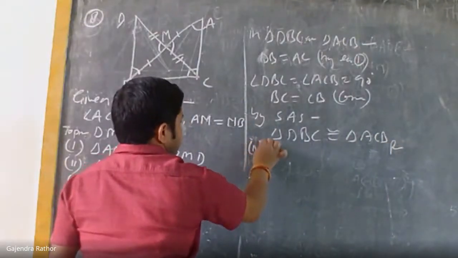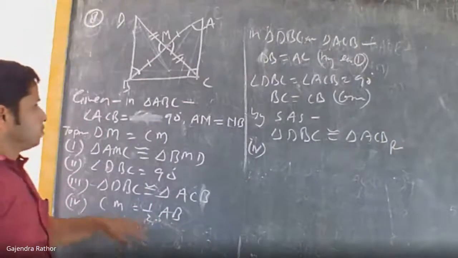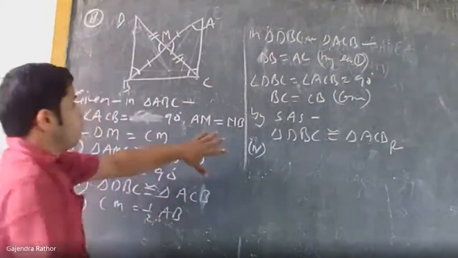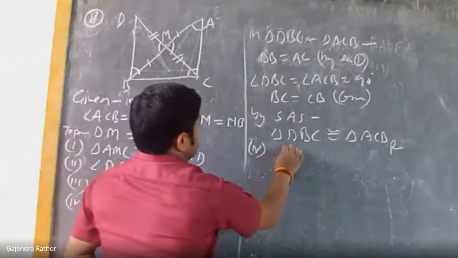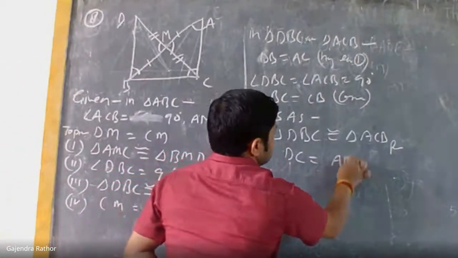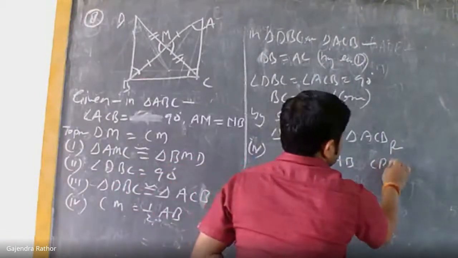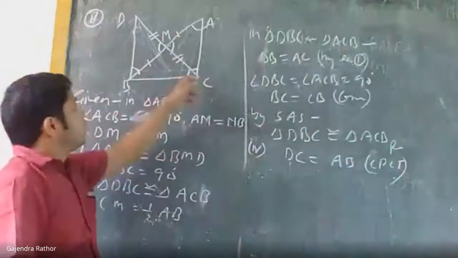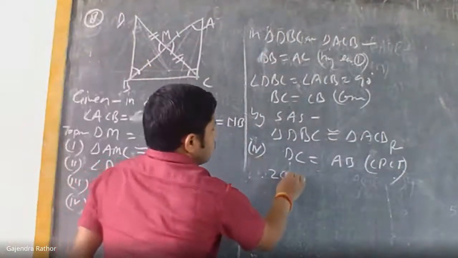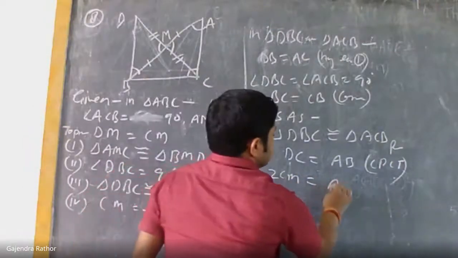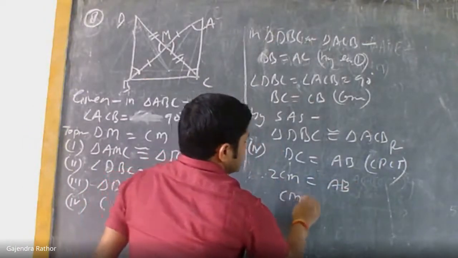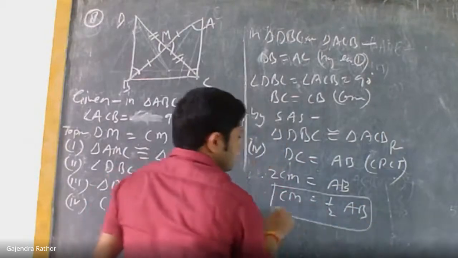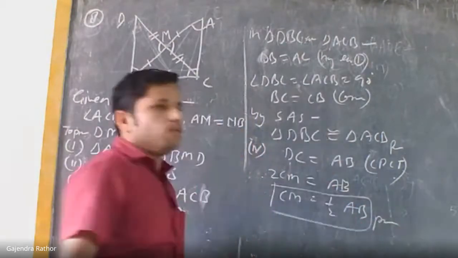Now the fourth point remaining. Now by using this, BC is equal to AB by CPCT, but M is the midpoint of CD. So we can write 2CM is equal to AB. So CM is equal to 1 upon 2 AB. This is the fourth point we proved.